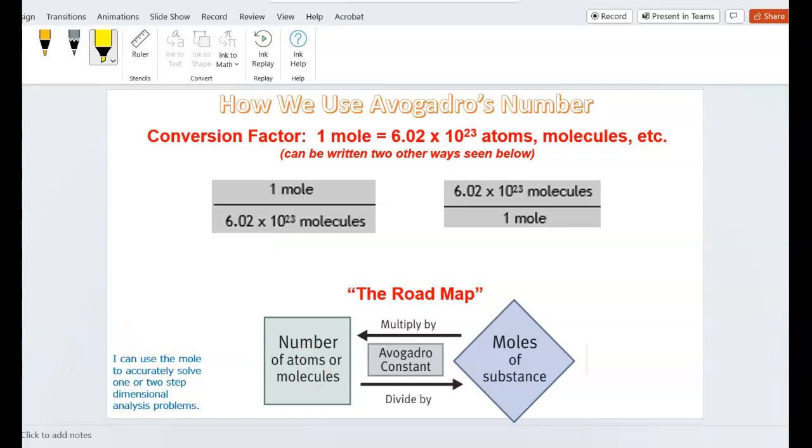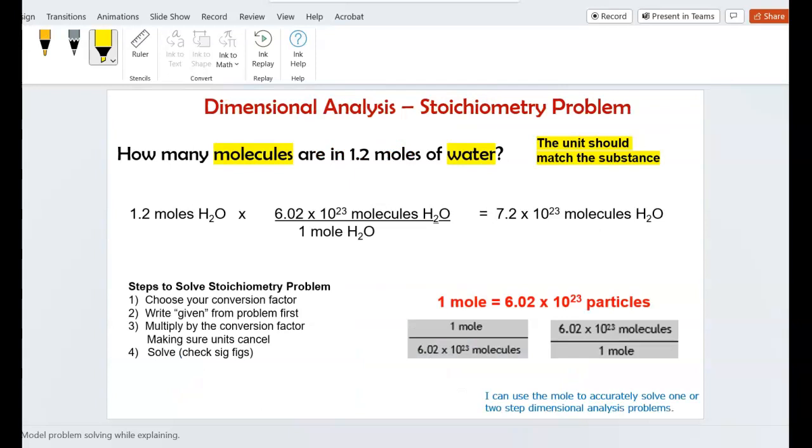So I'm going to share a few examples with you, and then you could pause the recording and try a few on your own. So it says, how many molecules are in 1.2 moles of water? So I have 1.2 moles of water, and I want to change it to molecules. And so I'm going to start by writing the given. So the given is the number they give you in the problem.